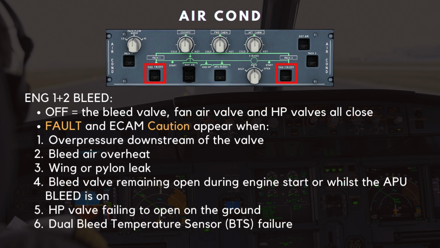When the push button is in the off position, the bleed valve, the fan air valve, and the HP valve all close. An amber fault light and an ECAM caution appear in any of the following scenarios. An overpressure downstream of the valve, a bleed air overheat, a wing or pylon leak, the bleed valve remaining open during engine start or while the APU bleed is on, the HP valve failing to open on the ground, or a dual bleed temperature sensor failure.